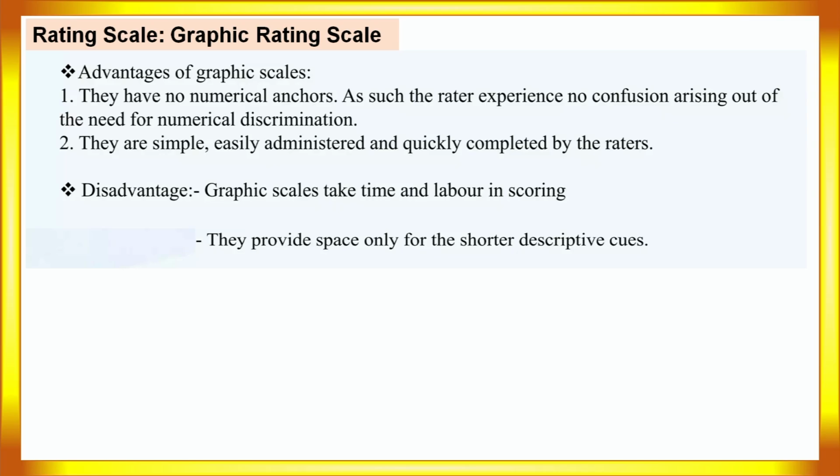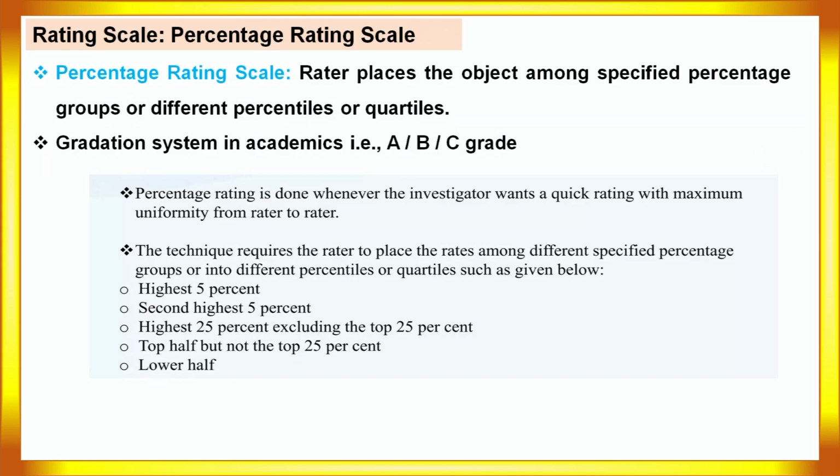Secondly, the graphic rating scale is suitable where the number of continuum or the descriptions of the continuum are small, or shorter. For shorter descriptive cues, it is okay, but if the descriptive cues are much longer in nature, it is not easy to design a graphic rating scale, because the scale may feel congested, and that may reduce the attractiveness. There will also be more use of space, thus increasing the cost of printing. Now, coming to the next type of rating scale, that is the percentage rating scale.